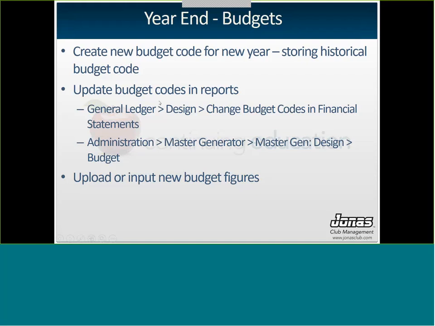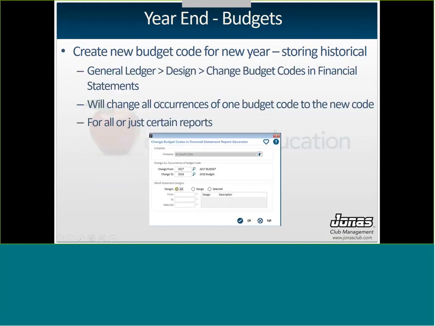So to update the budget code in the reports that you use, say we're going from 2017 to 2018, the first spot you'll do this is under General Ledger, Design, and then Change Budget Codes in Financial Statements. This allows you to change all occurrences of one budget code to a new budget code. You can filter this by certain reports, or you can do it for all your financial statements at a time. So I could change my 2017 budget to my 2018 budget for all my reports. That means I know my reports are current and the ones that I'm printing out have the correct budget information.